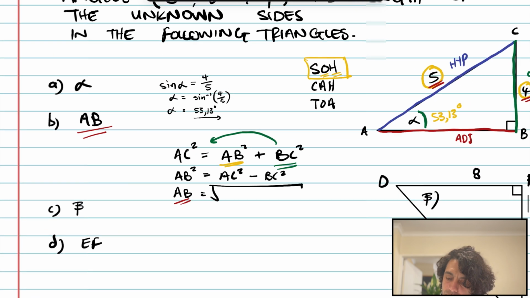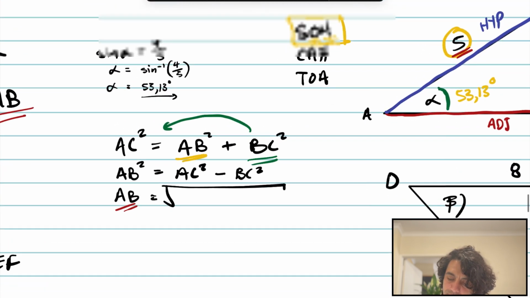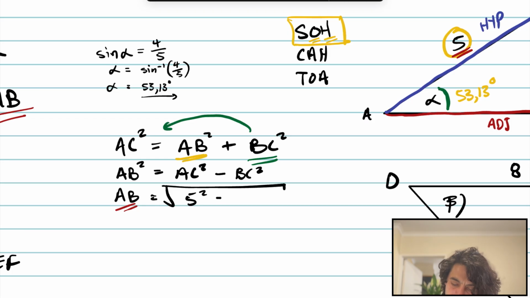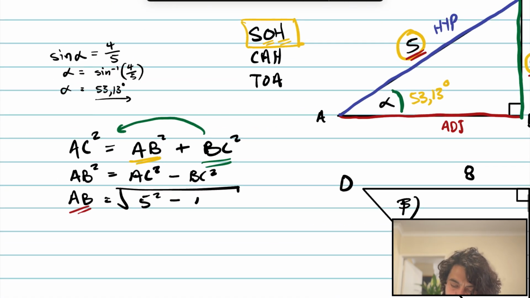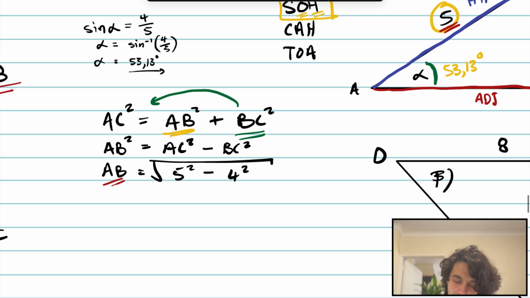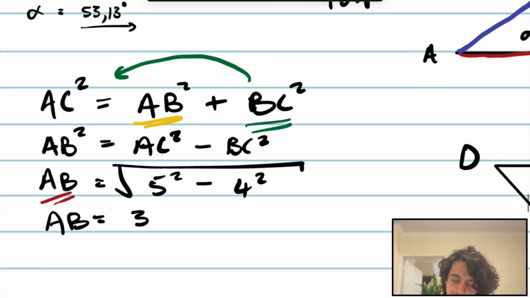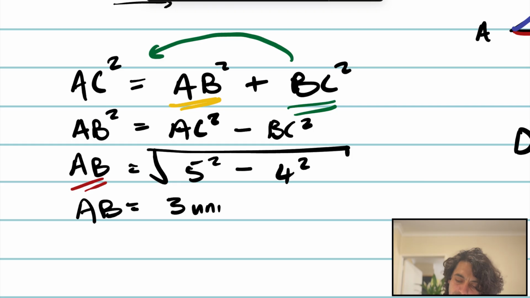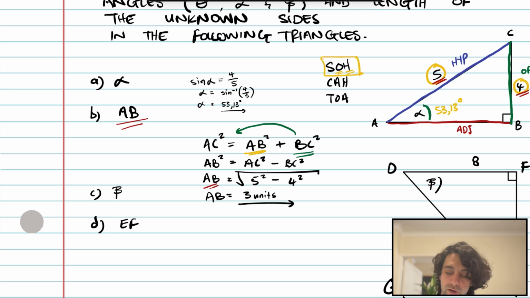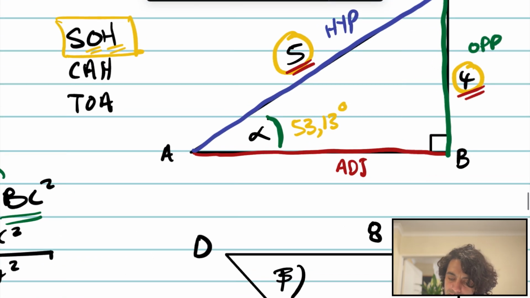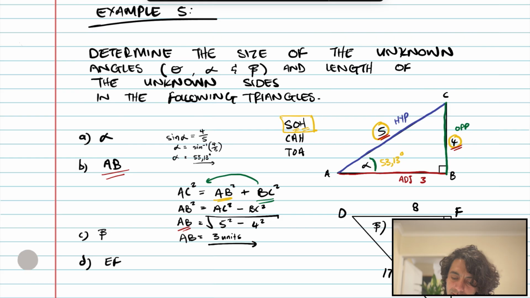So I have AC squared, AC being 5 squared, minus BC being 4 squared, okay? 5 squared being 25, 4 squared being 16, 25 minus 16 is 9. The square root of 9 gives me 3. What are my units? Undefined, so I like to just write units. AB is equal to 3 units. Okay, and there you have it. We've solved this unknown side over here.